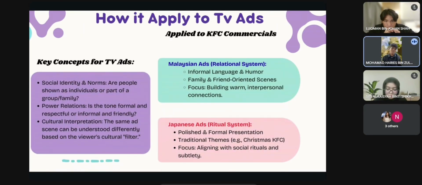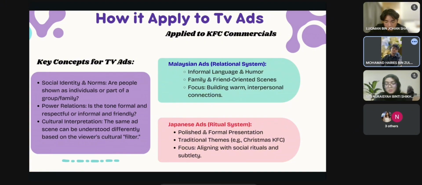So now let's get a bit practical, like how to apply it to TV ads. How do we apply Scollon's theory to television commercials? We focus on three key concepts. First is social identity and norms. We ask whether the people in the ads are shown as individuals or as part of a group or family. This tells us about the culture's view of the family. Second is power relation. We analyze the tone, whether it is informal, friendly, formal, or even respectful. This reveals the level of authority and politeness expected from the ads. And last but not least, the third is cultural interpretation. We keep in mind that the same exact scene, say a family sharing a meal, can be understood in vastly different ways based on the viewer's cultural filter.